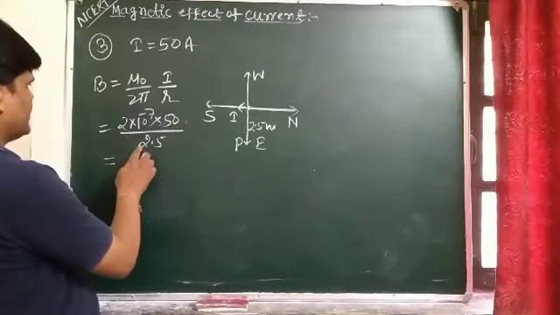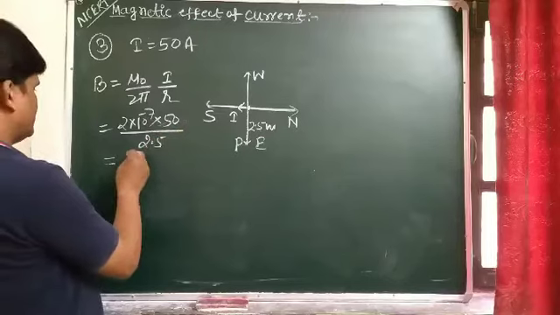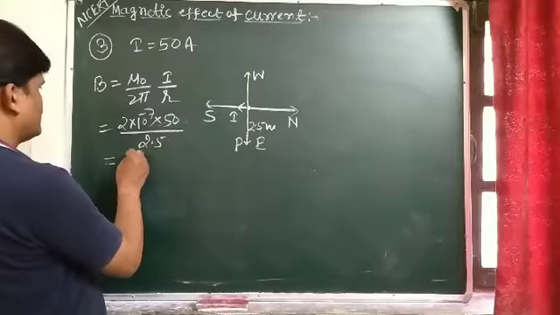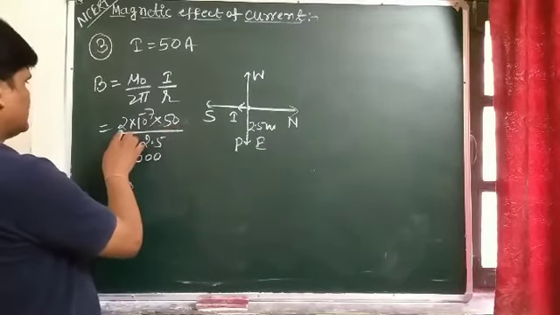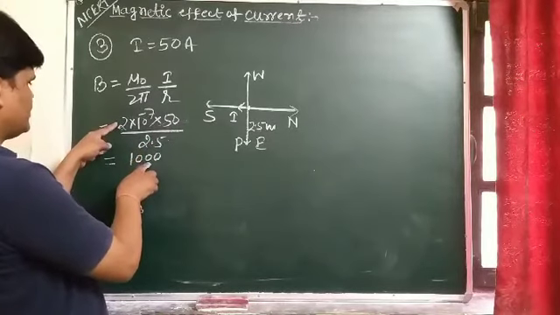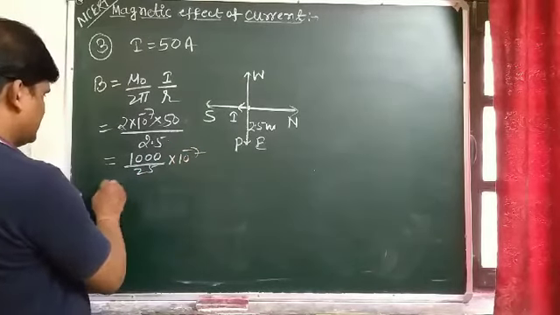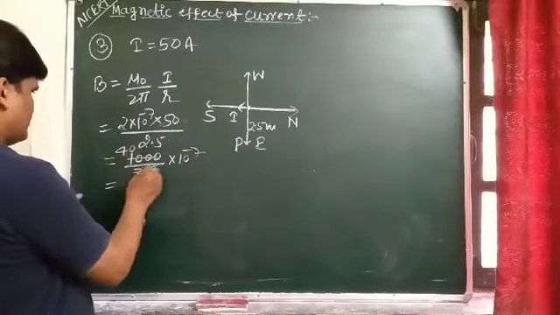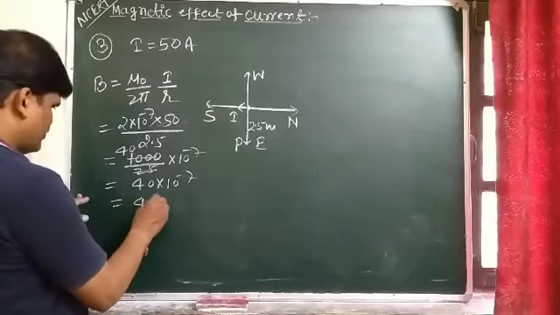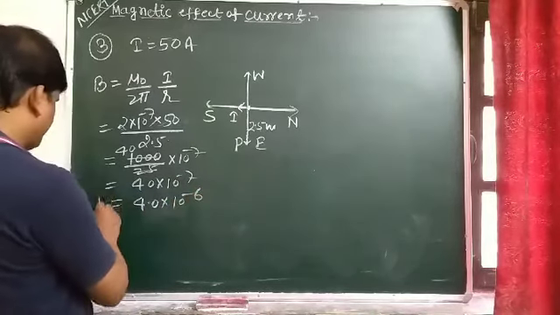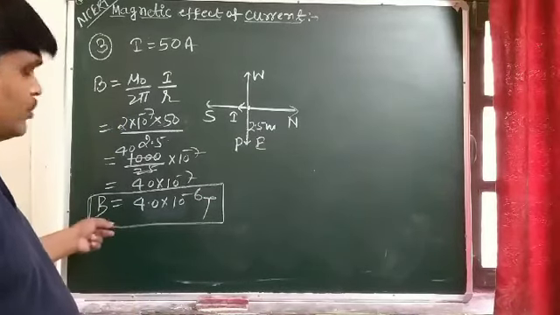So student, this comes out to be 1000 by 25 into 10 to the power minus 7, and that is 40. 40 into 10 to the power minus 7, or 4.0 into 10 to the power minus 6 Tesla. And direction.